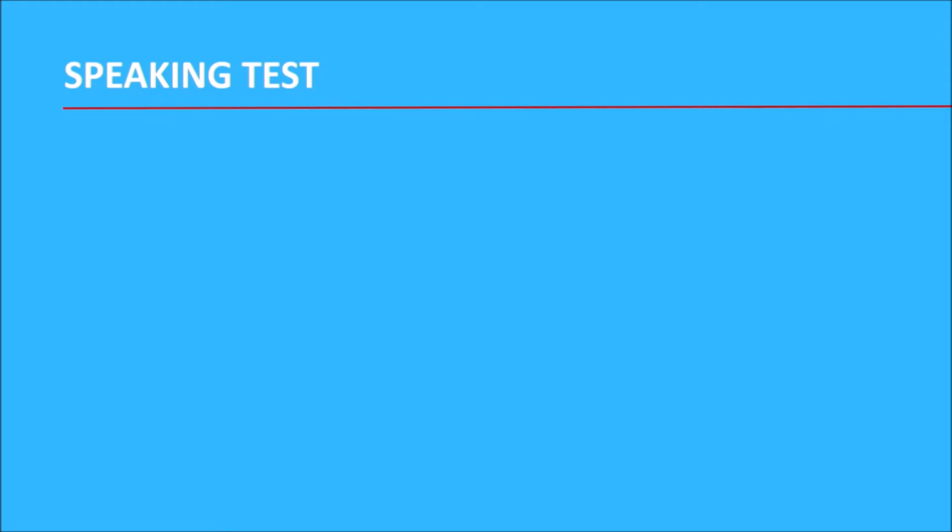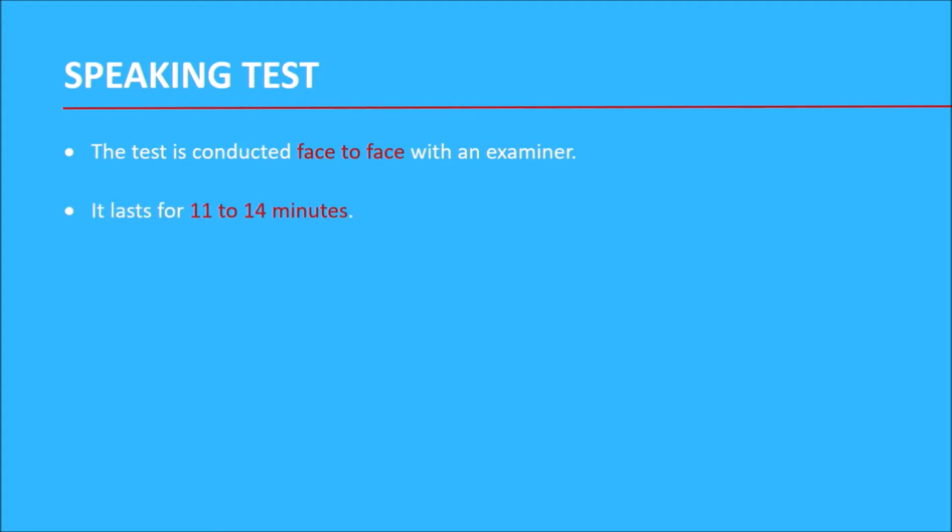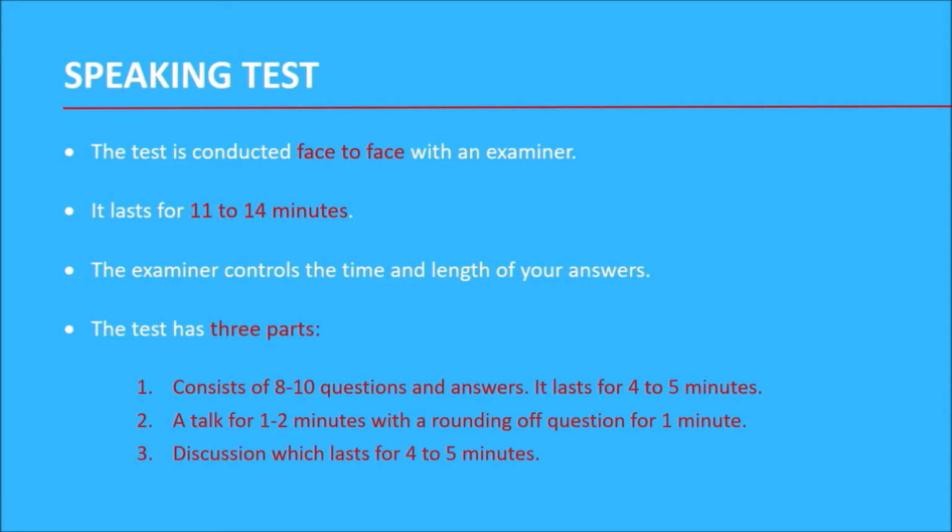In terms of the speaking test, there is only one test for all IELTS candidates. That means academic and general candidates will take the same speaking test with the same scoring. The test is conducted face-to-face with an examiner in a room. It's for 11 to 14 minutes. The examiner controls the time and length of your answers. The test has 3 parts.